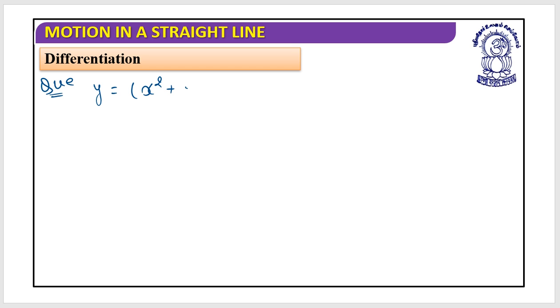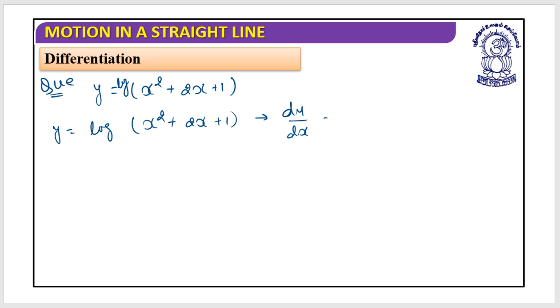The question was y is equal to log of x square plus 2x plus 1. The question looked like this. This is the question, y is equal to log of x square plus 2x plus 1, and I need to find out the dy by dx. Now what you can do is, let's remember and learn this trick. Let's look at this. Suppose this is the data that has been given.